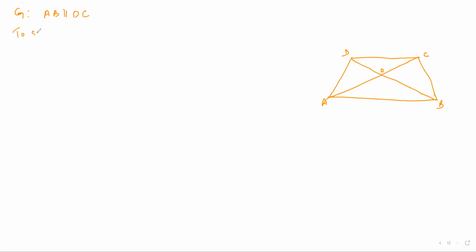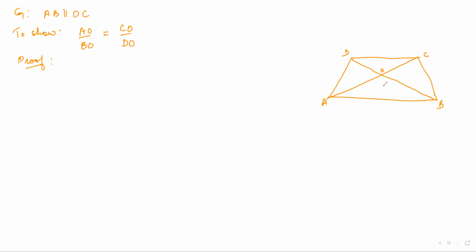Show that AO upon BO is equal to CO upon DO, right? Okay, proof. Now look in the figure, what is AO, what is BO? So AO, BO, right? CO, DO. I think it's clear.